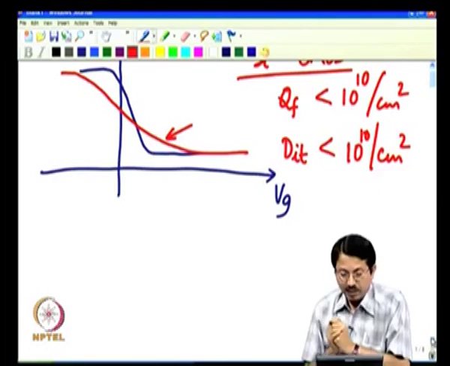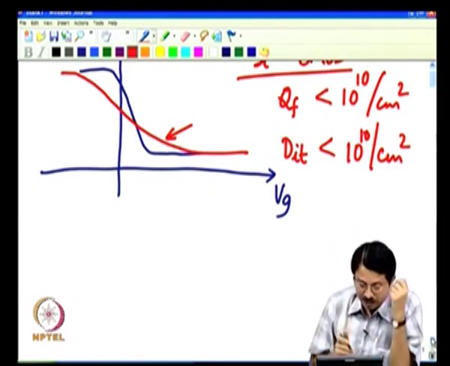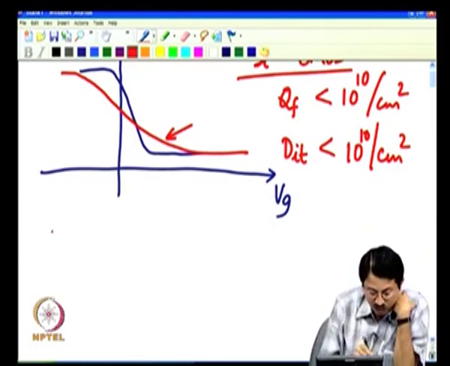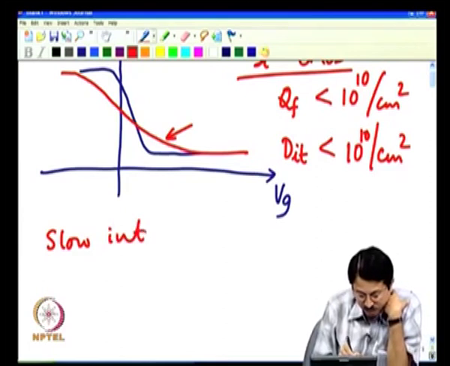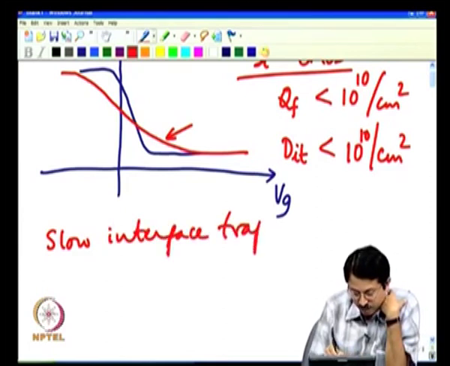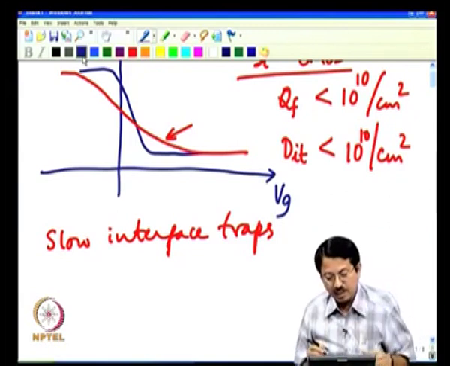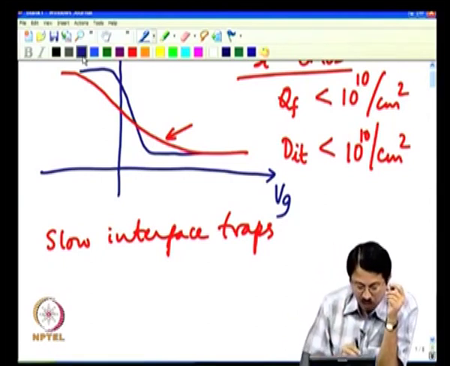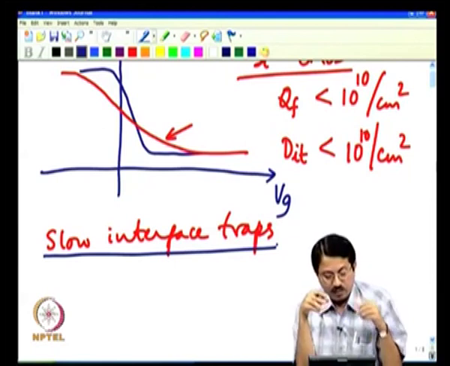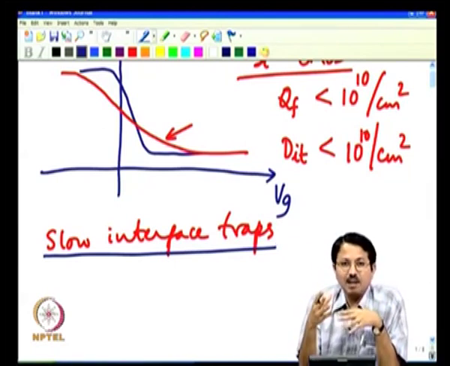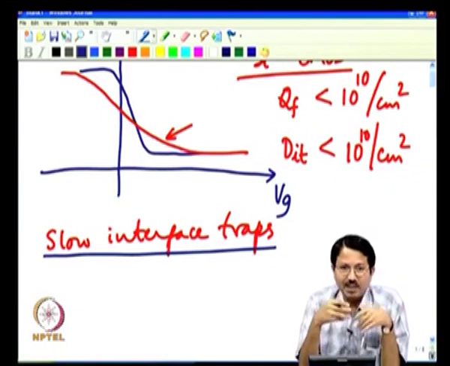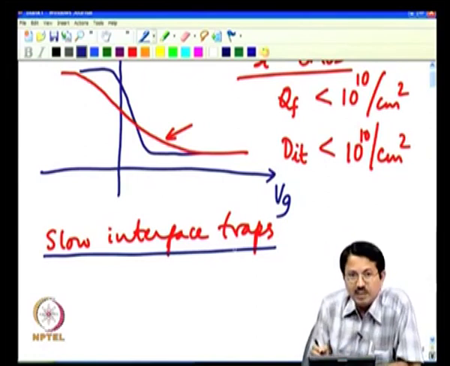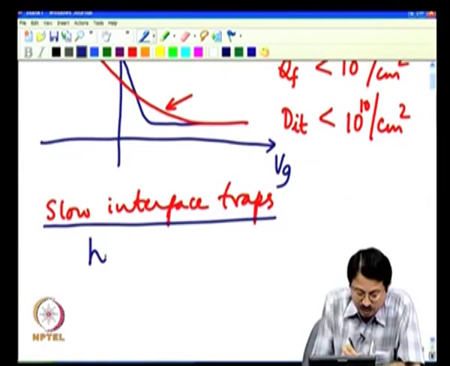Now, in the context of fixed traps and interface traps, there is one other kind of non-ideality, which is what is called slow interface traps. Typically, in a silicon oxide system, you will not see these slow interface traps. What it means is that it is not quite an interface trap, but it is also not fixed charge. It does vary, but it varies slowly. Now, what is the implication of that? The slow interface traps could lead to what is known as hysteresis in CV characteristics.